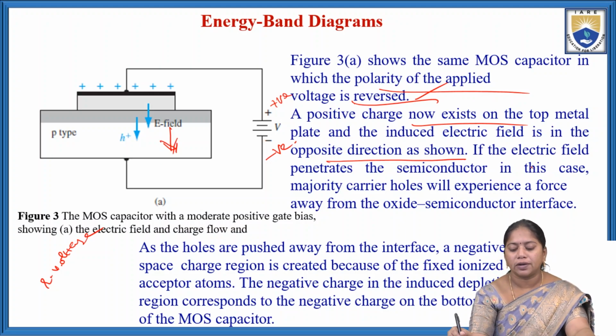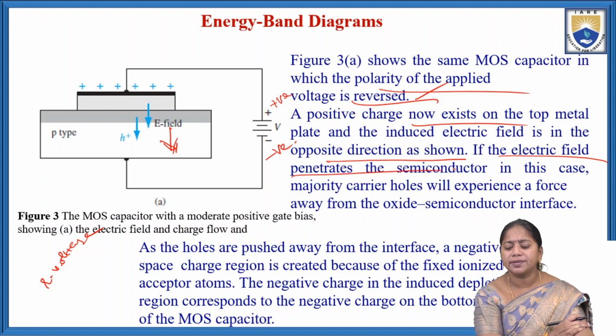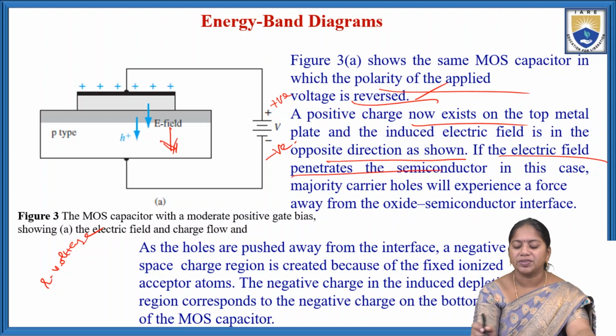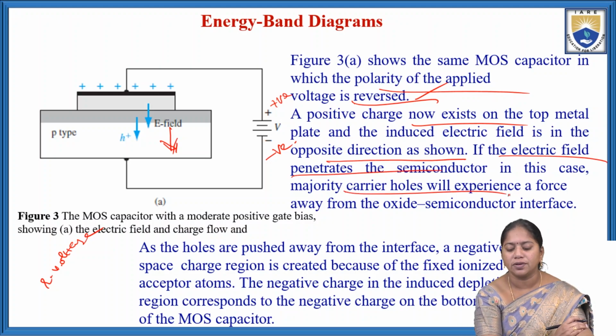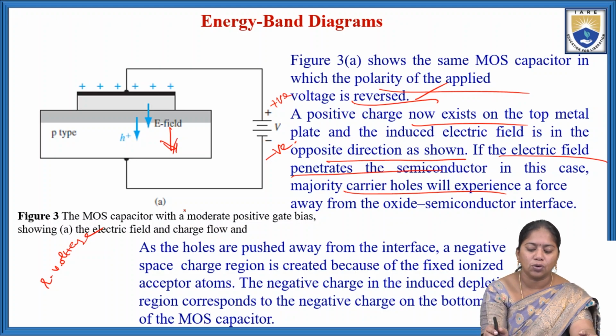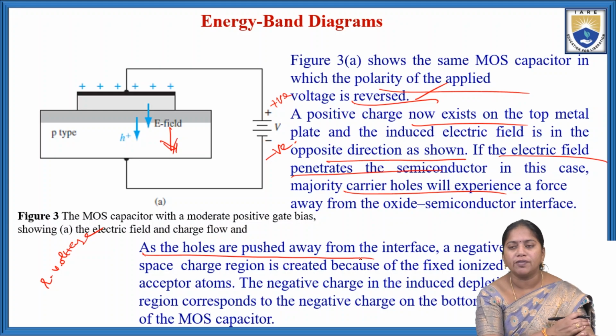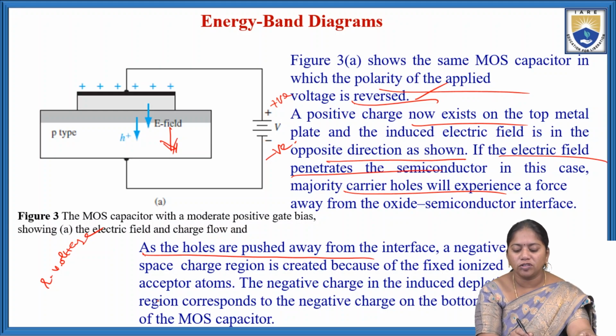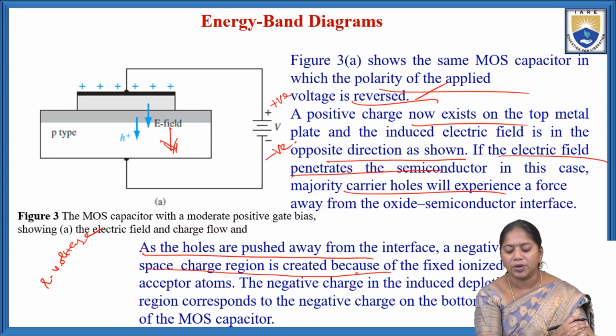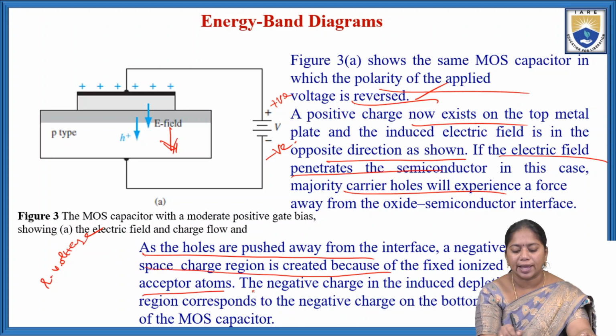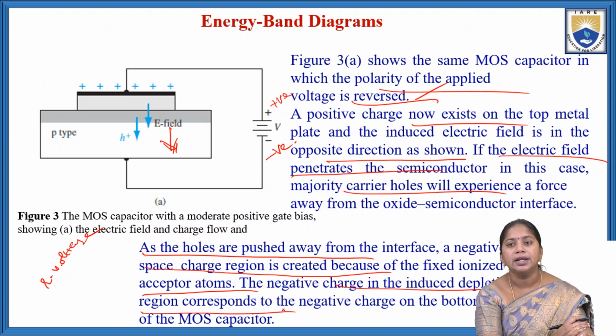So if the electric field penetrates the semiconductor, in this case the majority carrier holes will experience a force away from the oxide semiconductor interface. As the holes are pushed away from the interface, a negative space charge is created because of the fixed ionized acceptor atoms. So the negative charge in the induced depletion region corresponds to the negative charge on the bottom plate of the MOS capacitor.